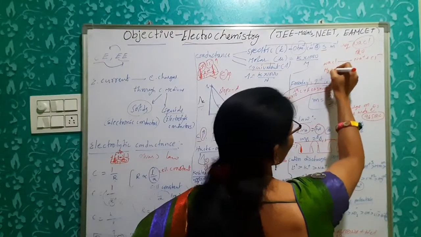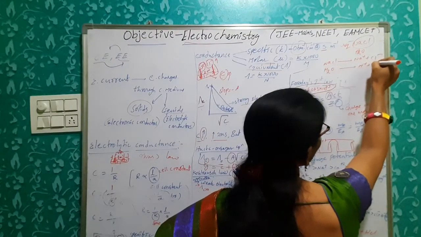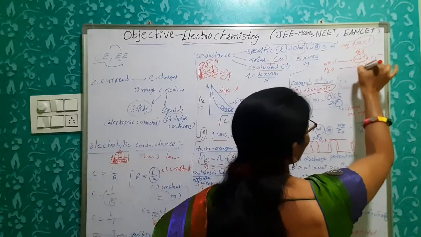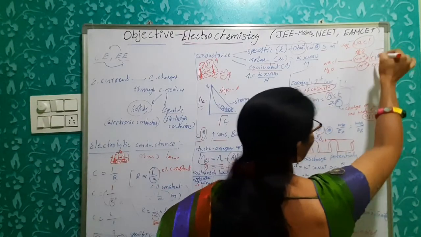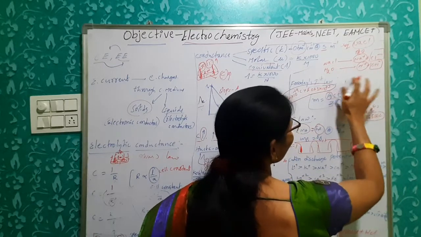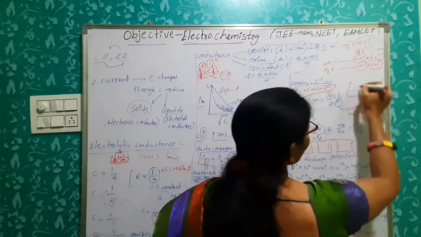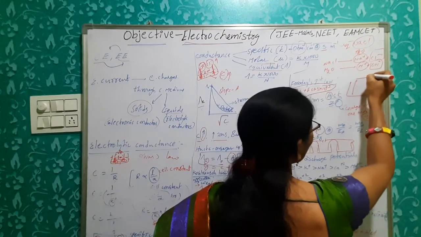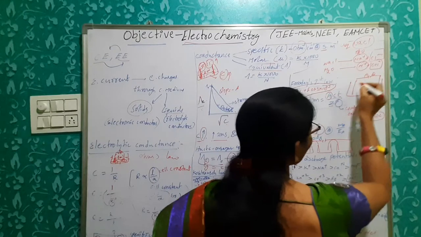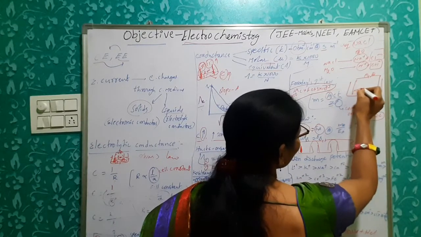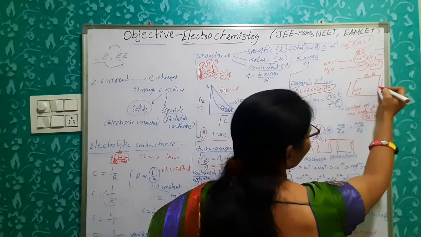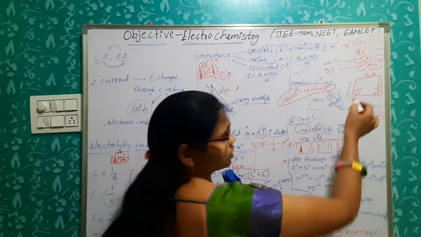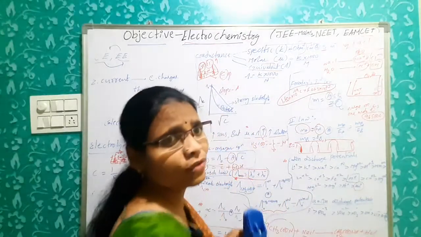Water also decomposes to give H plus ions and OH minus ions. Cations go towards the cathode and anions go towards the anode. So this is maybe the cathode, this is the anode. At the cathode, cations Na plus and H plus; at the anode, anions Cl minus and OH minus. So in that, which is discharged first?